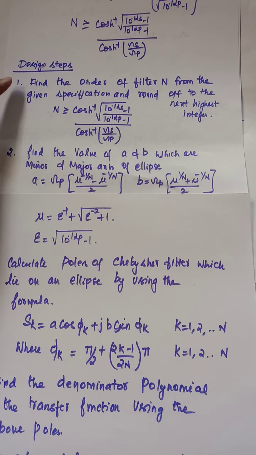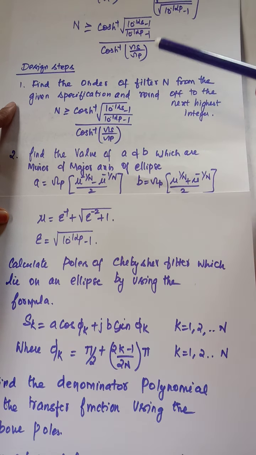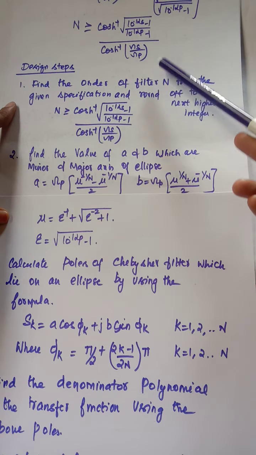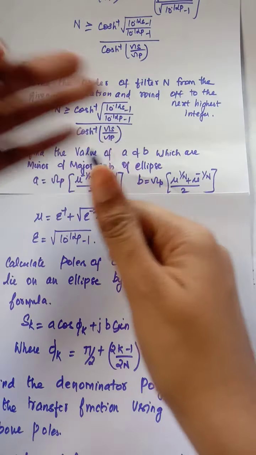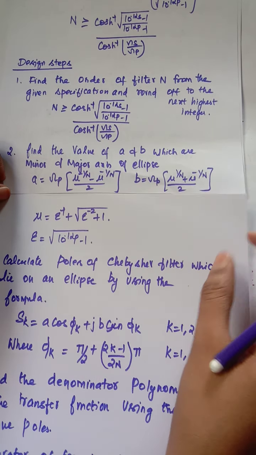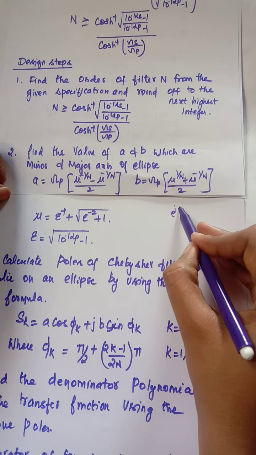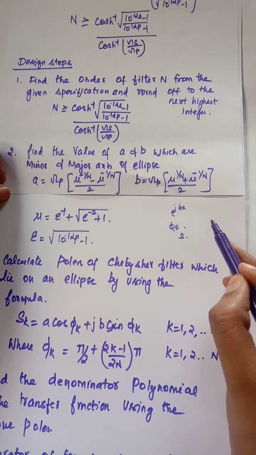So now we will discuss the design step. We have to find out the order of the filter. Based on the given specification, you have to find out the order of the filter n. Here, normally in the Butterworth filter, you find e power j φk, use that formula and find φk, then find the poles, right?